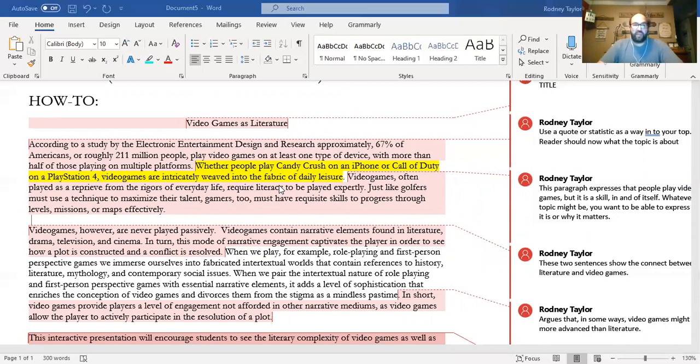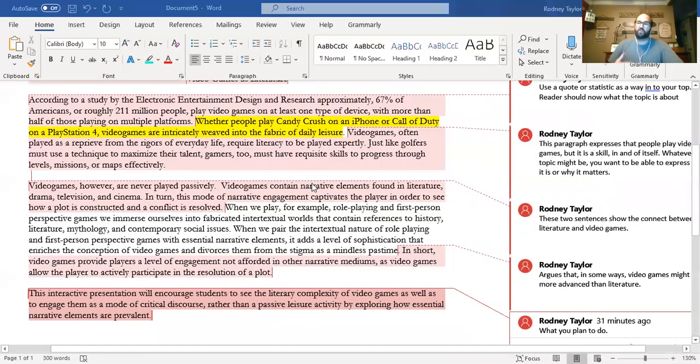Video games, often played as a reprieve from the rigors of everyday life, require literacy to be played expertly. If you're going to be a world-class Call of Duty player, you have to play a lot and get good at it. If you're going to play NBA or any other game, there are a lot of hard games and it takes skill, hand-eye coordination, just a lot of skills. I like video games, and I make the parallel that it's like golf.